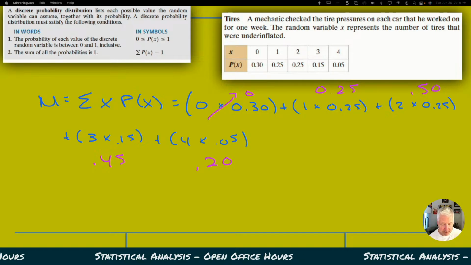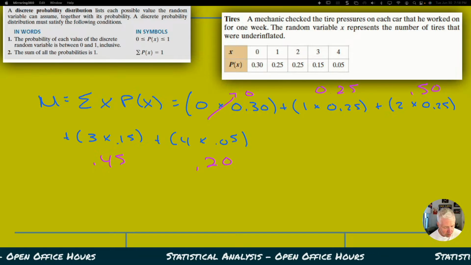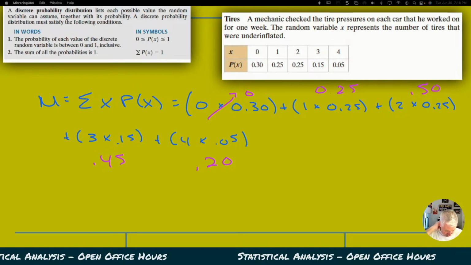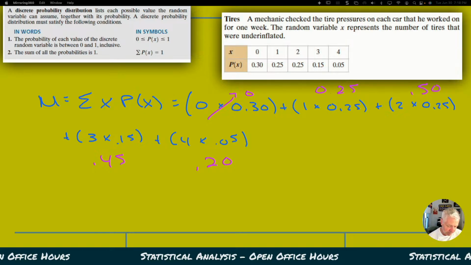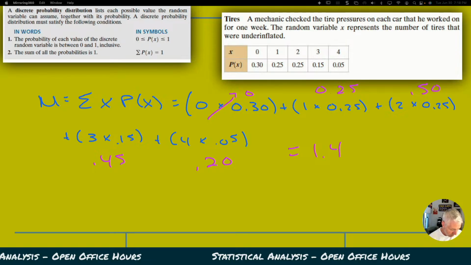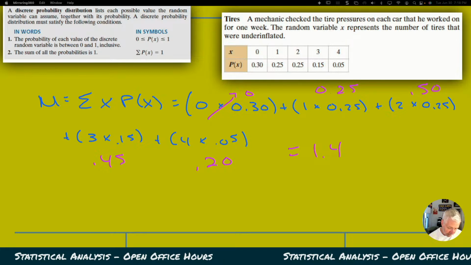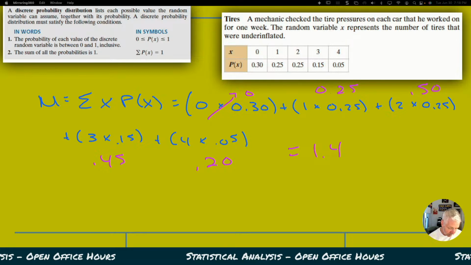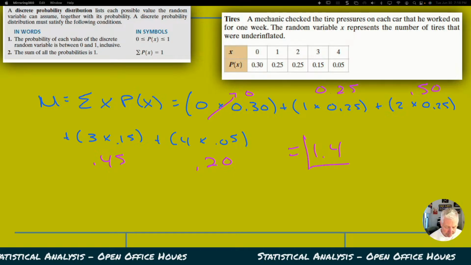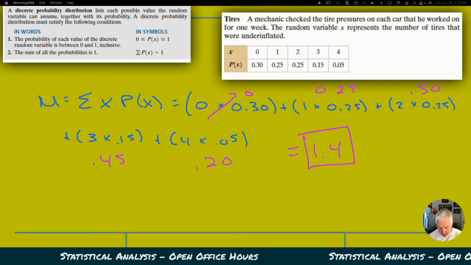So I add those up. I got 0.50, and 0.25 is 0.75, then 0.95 after the 0.20, and then we've got 1.4. Let me double check that to make sure: 0.25 plus 0.5 plus 0.45 plus 0.2 equals 1.4. Yes, I did it in my head correctly. There's my mean.